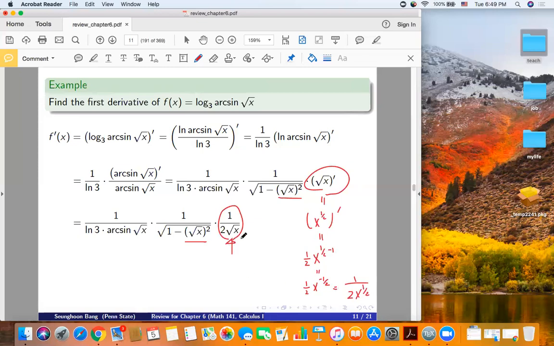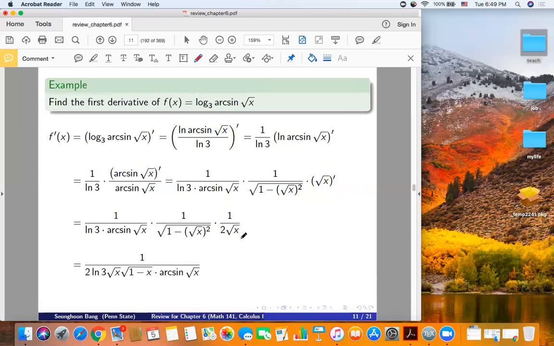Change it back to radical form. So that's it. Combine here: 2 times ln of 3 is here. So this is the square root of x. The root x squared is x, sorry. Root of 1 minus x. Arcsine of root x is here. So that's it. This is the whole idea.